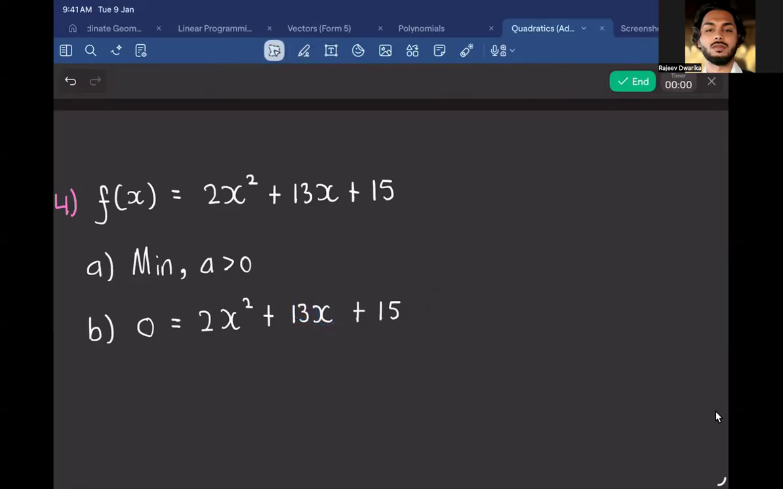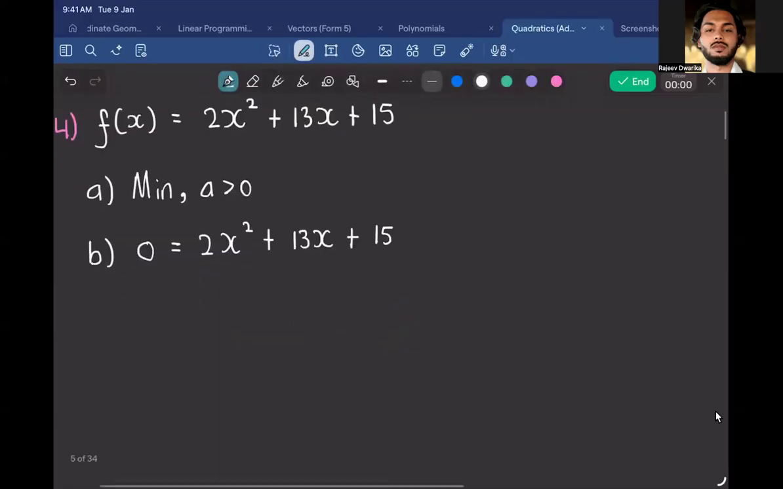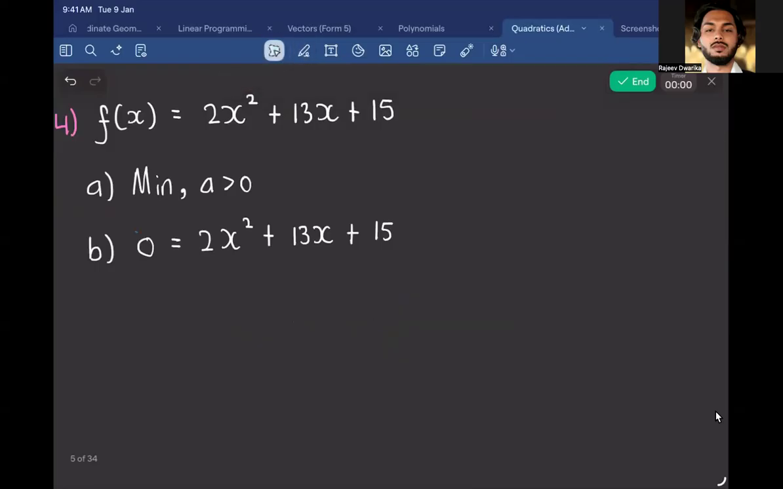So, Serena, do you use the AC method, or do you just use intuition? I use the AC method. Okay. All right, so A by C. A is 2, C is 15. So 2 by 15 is 30. All right, 30.